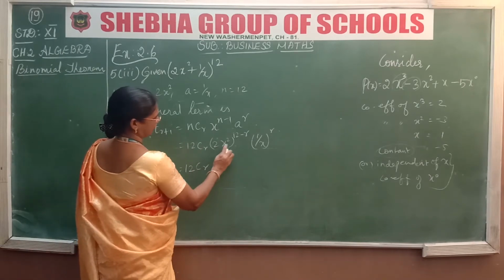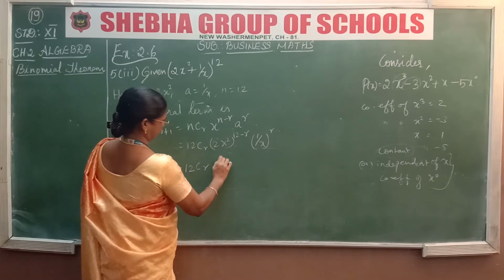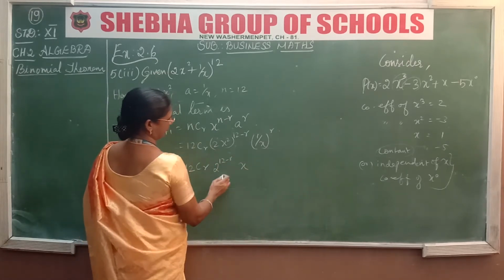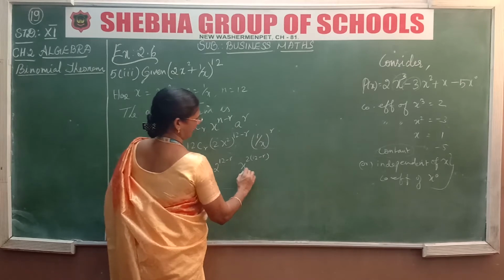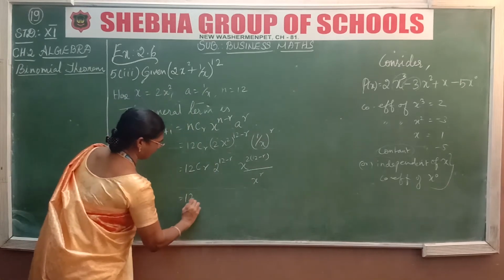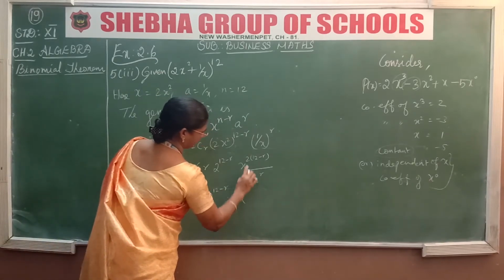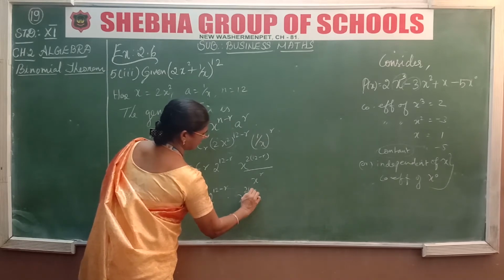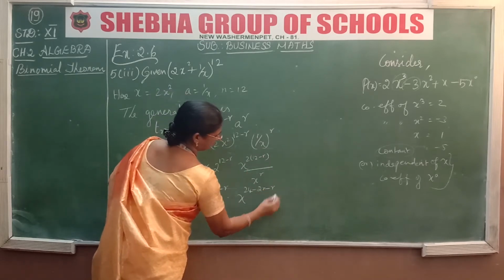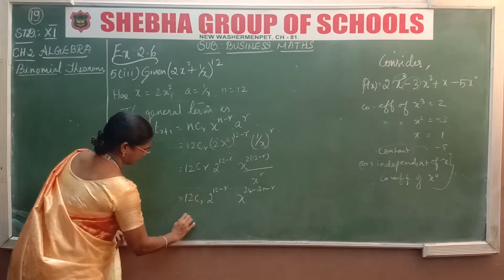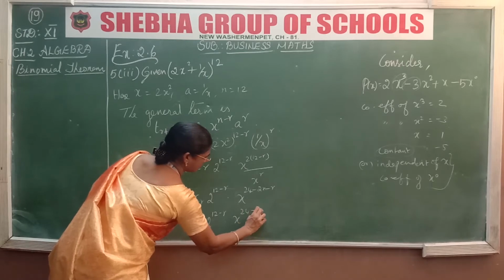So 12Cr, here n minus r, listen, 2 power 12 minus r into x power 2 into 12 minus r, and by x power r. So 12Cr 2 power 12 minus r into x power 24 minus 2r, and take this x power r to the numerator, we get minus r, isn't it? Plus r becomes minus r. So it is equal to 12Cr 2 power 12 minus r into x to the power 24 minus 3r.